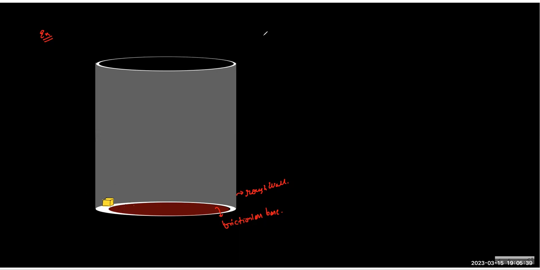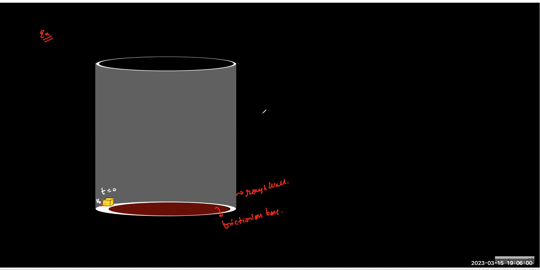And this block is given a tangential velocity V naught, tangential to the wall. So this is given a velocity V naught at t equals to zero. Okay.